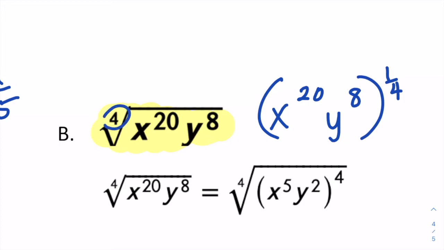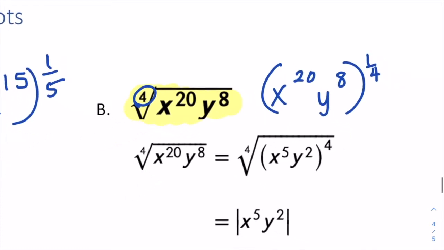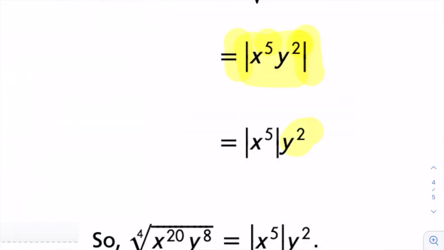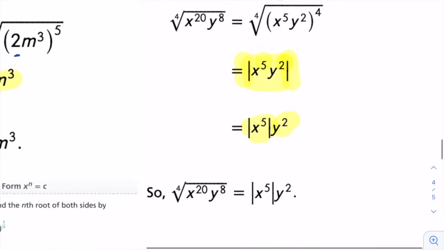Now remember, this is a 4th root, so only positive numbers can come out. So that's why we're going to use the absolute value symbol here. So 20 times 1/4 will be 5, so we'll have x to the 5th. 8 times 1/4, well, that's just 2. So our final answer will be the absolute value of that, because we have a 4th root. If we squared any of those numbers, it'll be positive, but we kept the absolute value for the x, because raised to the 5th, you'll still have an odd number.